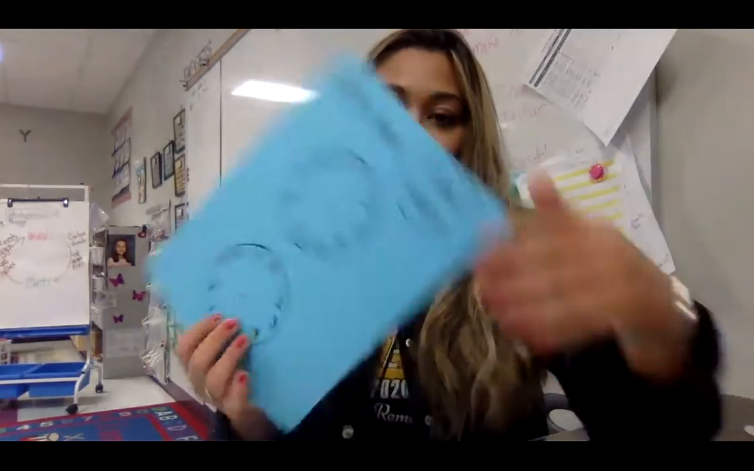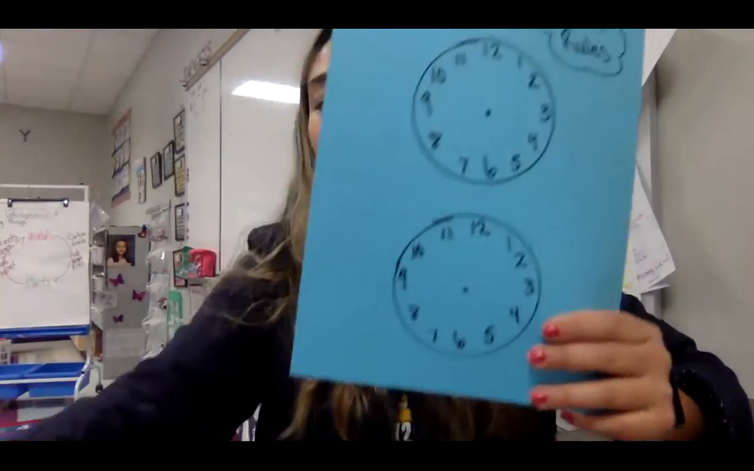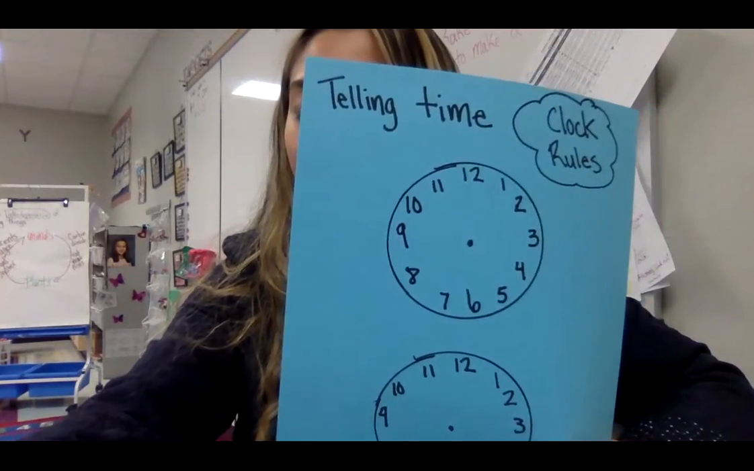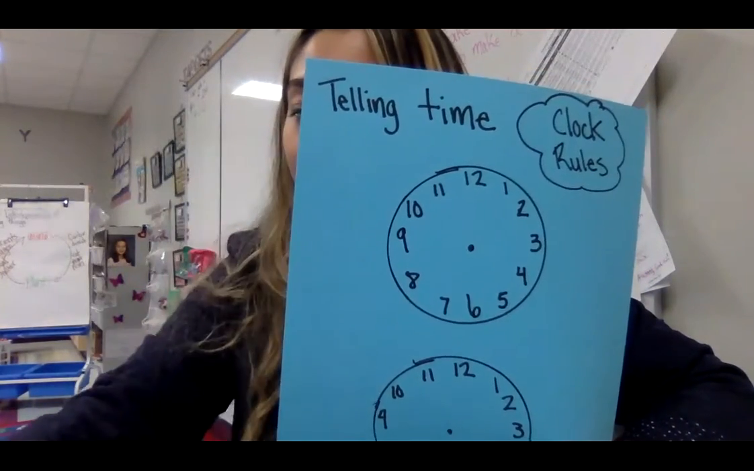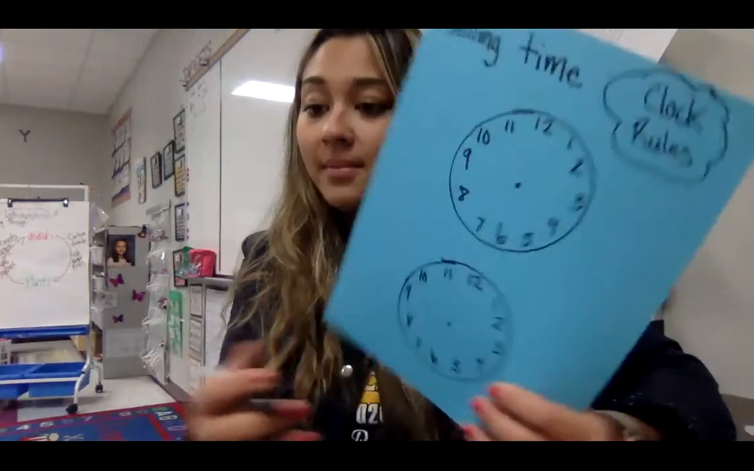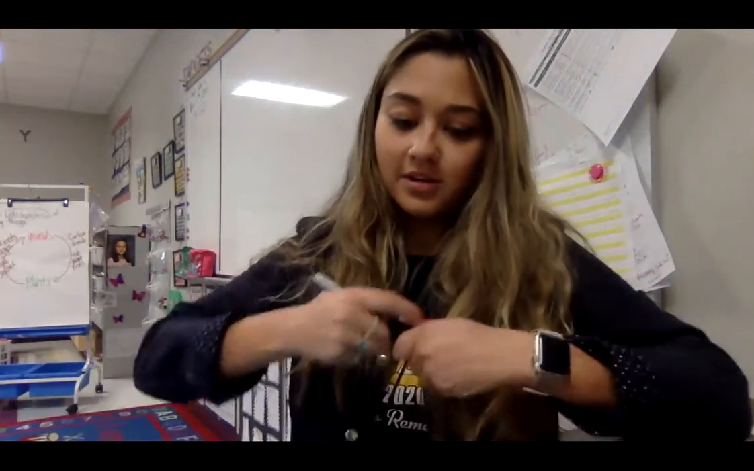So here I have two clocks. We're going to talk about analog clocks first. We're going to talk about the hands. The hands point to numbers, which tell us what time it is. Now, if you guys remember, the short hand points to the hour. Very good. So I'm going to go ahead and write that. The short hand always points to the hour.